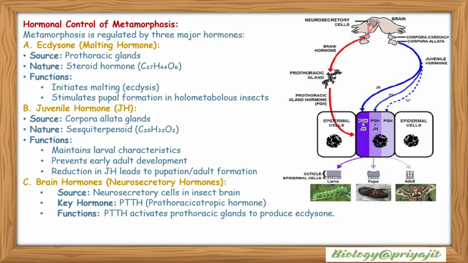The second one is the juvenile hormone, also known as JH. The corpora allata glands, found in the brain, secrete the juvenile hormone. The hormone is sesquiterpenoid in chemical nature. Its functions: it maintains larval characteristics and prevents early development. A reduction in juvenile hormone leads to pupation and adult formation. Another brain hormone is the neurosecretory hormone, which is released from the neurosecretory cells of the brain. It is also known as PTTH, prothoracicotropic hormone, and PTTH activates the prothoracic glands to produce ecdysone.